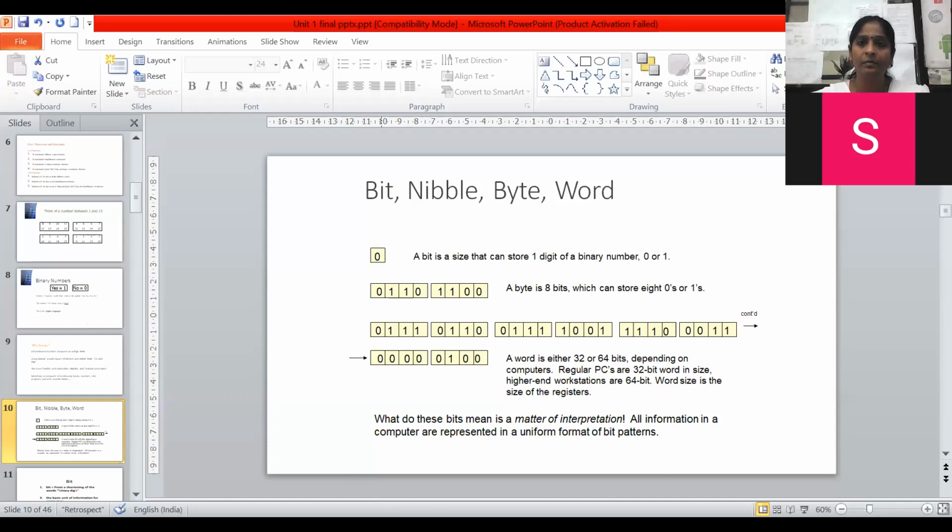Yeah, screen is visible. Yes. Shraddha, screen is visible.